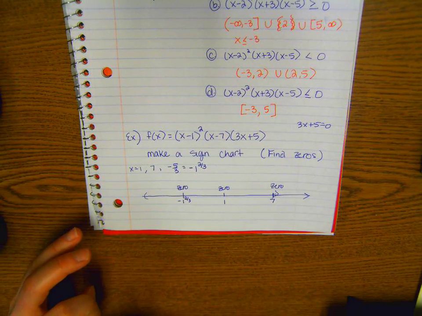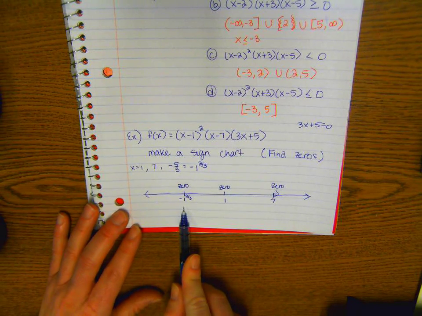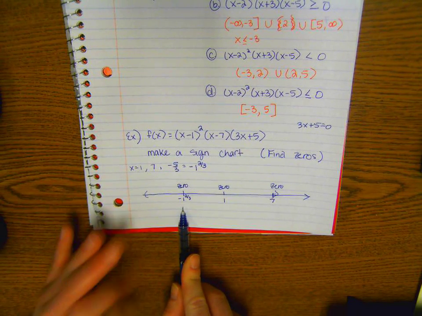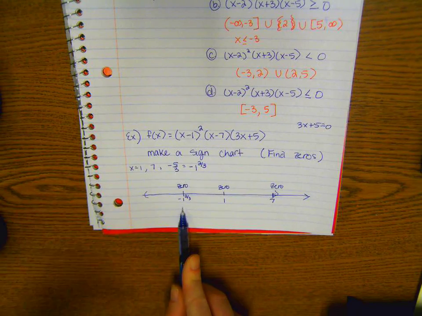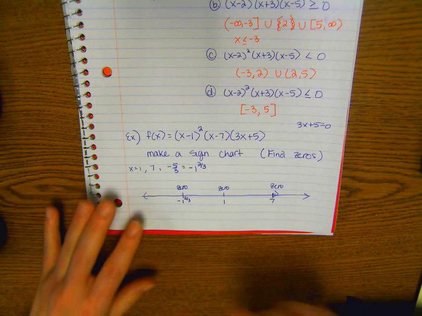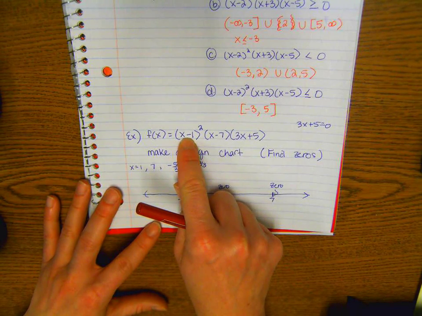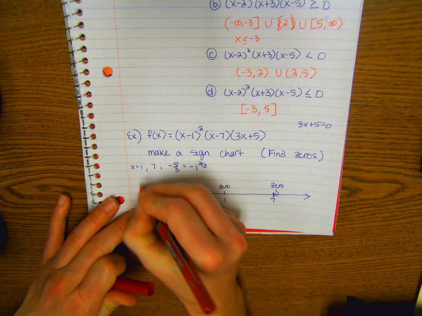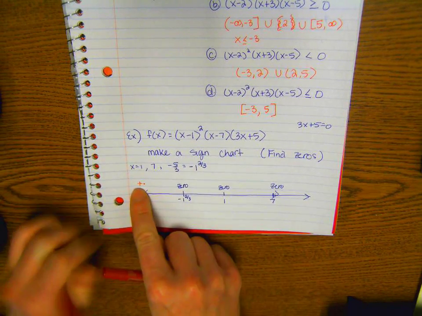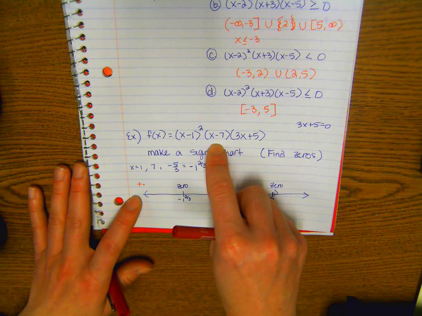Okay, so let's pick something to the left of negative 1 2/3. How about negative 2? That's pretty easy to work with, right? All right, now all I want is positive or negative here. If I pick negative 2 and I put it into this first function, and then I squared it, what kind of number would that be? Okay, so it would be positive. And if I put negative 2 in, what would this be? A negative number, agreed?